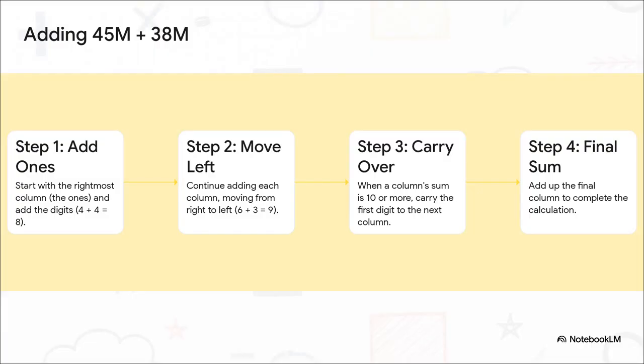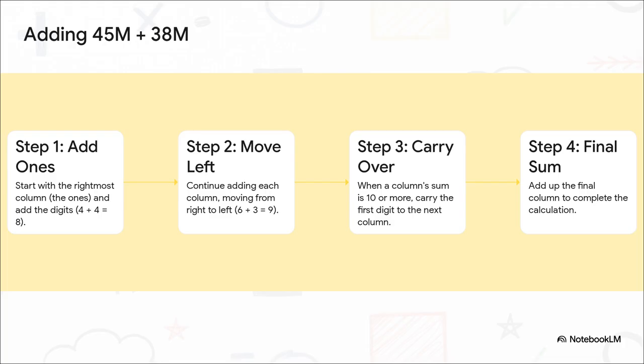All right, let's walk through this one together. Step 1, you always start on the far right in the ones column. So 4 plus 4, that's 8. Easy. Step 2, we just move one column to the left. 6 plus 3 is 9. Simple. We keep doing this column by column.